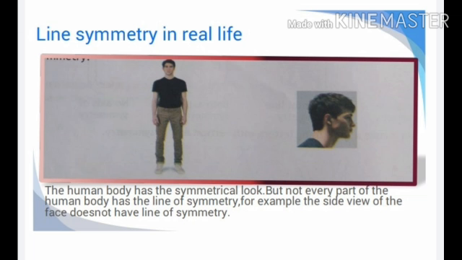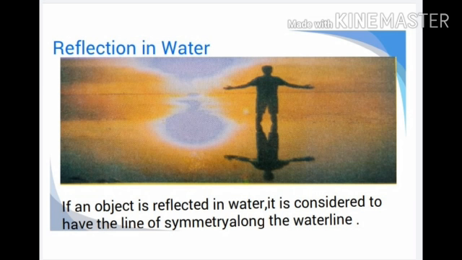Clear, students? Next, reflection in water. Now, as in the picture, you will see that there is a reflection of a human body. A human body or any object which is reflected in water is considered to have the line of symmetry along the water line. So you can see in the picture the reflected image of a human. So the line of symmetry will be in horizontal position, a horizontal line of symmetry.